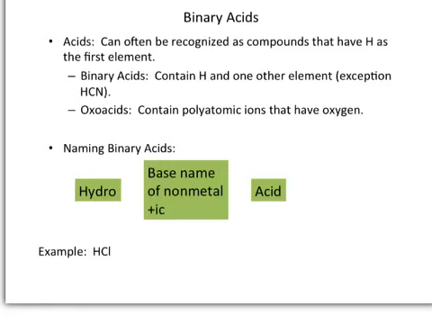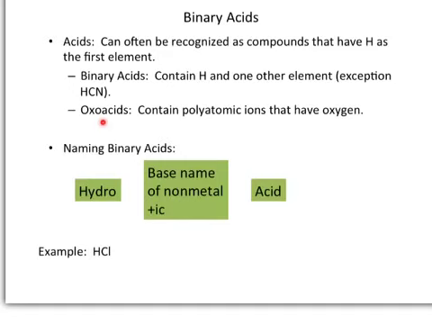Now, these acids that we're going to look at can be broken down into two categories. They can be broken down into binary acids, which we're going to name in this video, and oxoacids, which we're going to name in the next video. The binary acids are acids that contain hydrogen and typically one other element, and there is one exception that we'll look at. Oxoacids, that we'll name in the next video, we can recognize because they're acids that contain polyatomic ions that have oxygen, hence oxoacids. But focusing on binary acids, they're composed of hydrogen and one other element, usually a nonmetal.